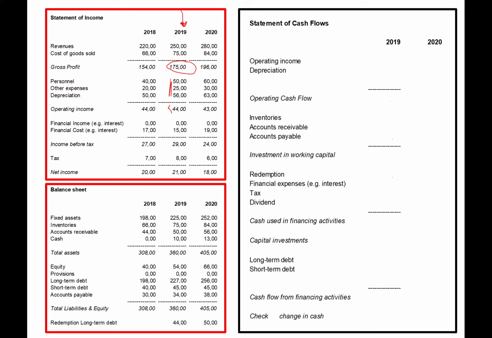29 minus 8. The balance sheet shows us the assets, of course, on the debit side, and the equity and liabilities. We have fixed assets 225. This is the book value at the end of 2019. The inventories 75, accounts receivable 50, cash 10. So the total book value of the assets is 360, equity 54, long-term debt, short-term debt, payables, and the sum is of course equal to the sum on the debit side. And redemption, long-term debt, during 2019 was 44.